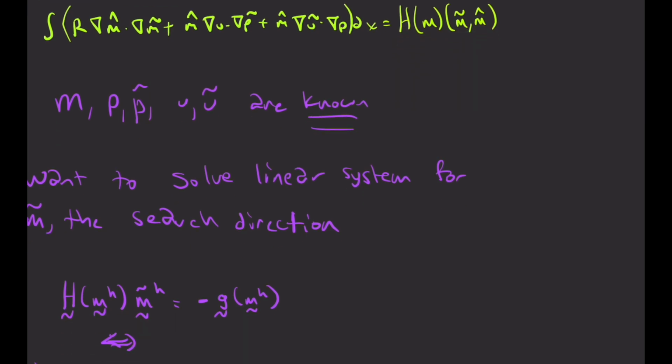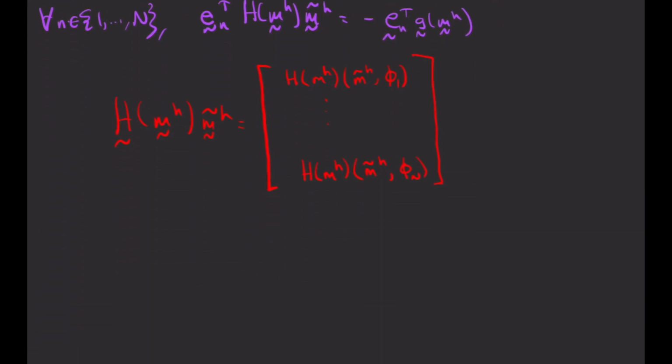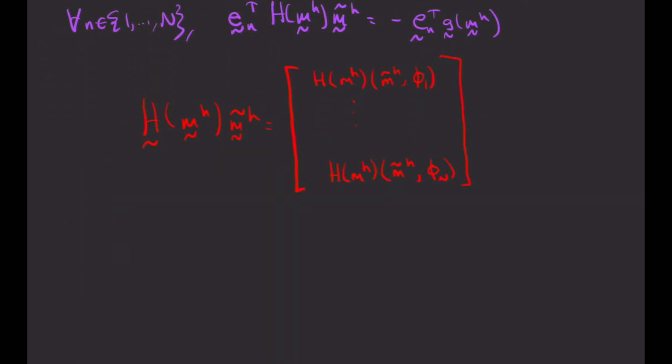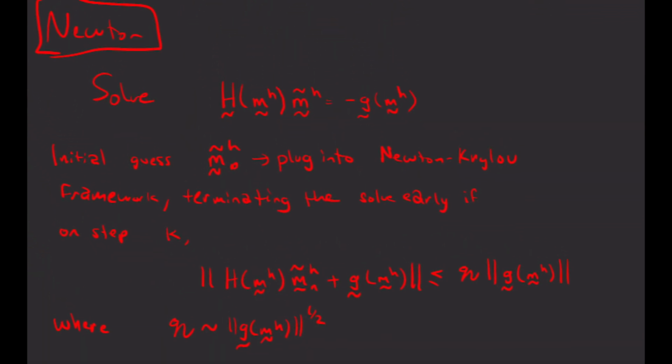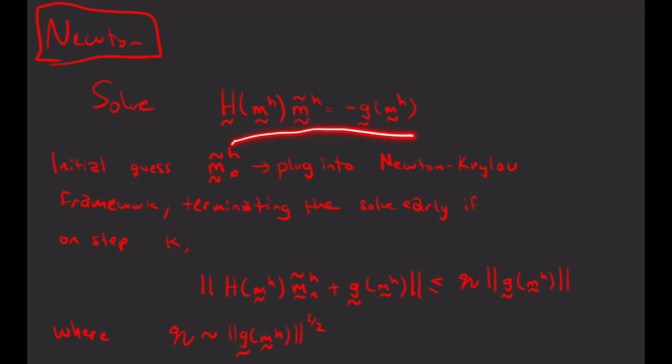We can evaluate this via this integral, and the way we form that is simply taking this, if you give me a search direction m tilde, I evaluate m hat to be phi 1 through phi n. That gives me a vector. And then finally, we just solve this system. We know how to get a vector out of this left-hand side. We formed this right-hand side before we even got here. And we just give it some initial guess, m naught hat, and we just plug it into Newton-Krylov.